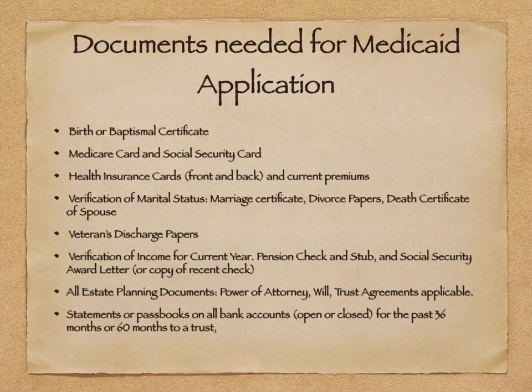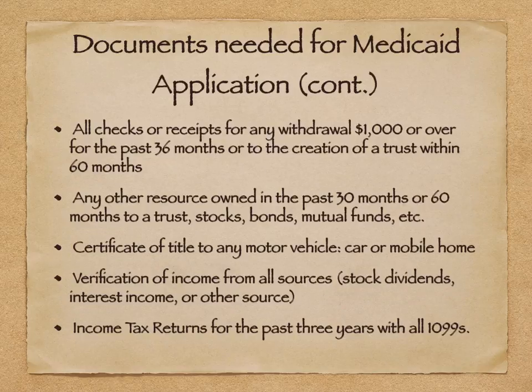Statements or passbooks on all bank accounts, open or closed, for the past 36 months, or 60 months to a trust. All checks or receipts for any withdrawal of $1,000 or over for the past 36 months, or to the creation of a trust within 60 months. Any other resource owned in the past 36 months or 60 months to a trust: stocks, bonds, mutual funds, etc.